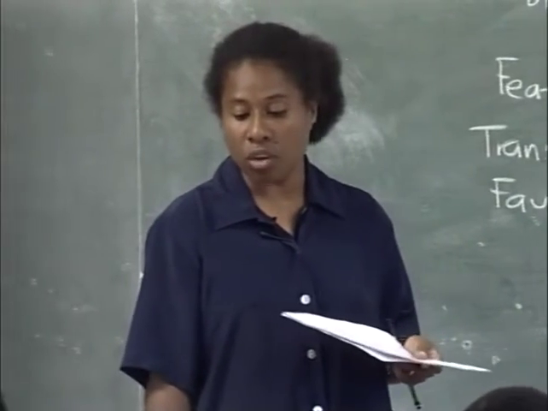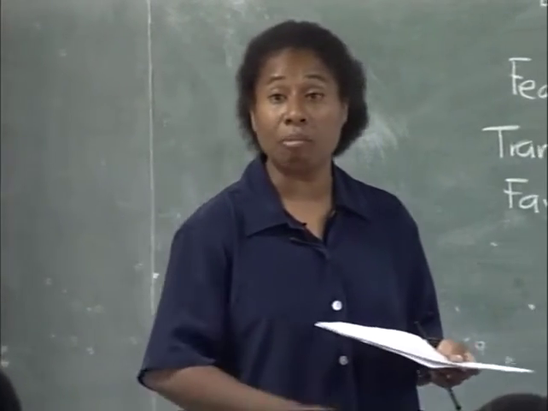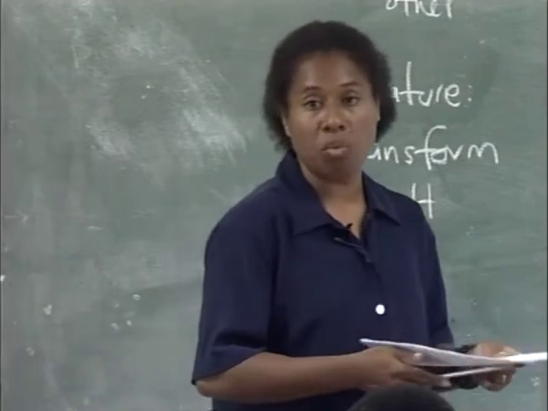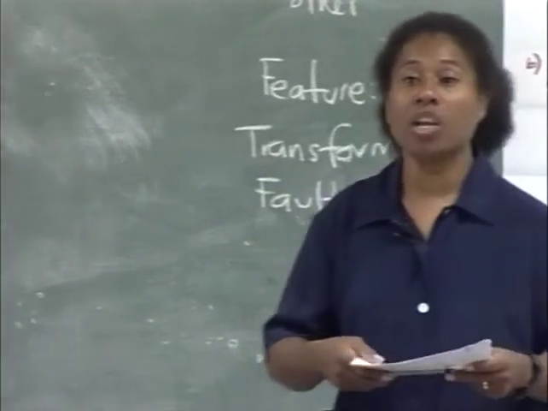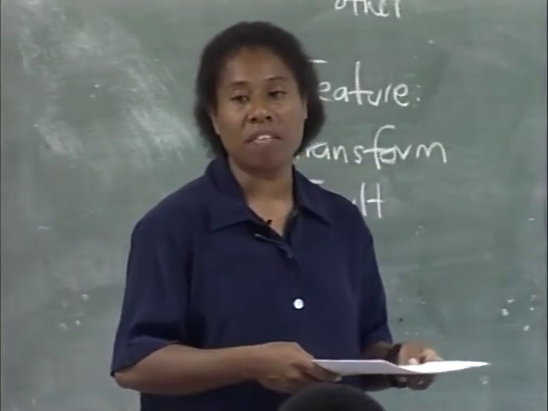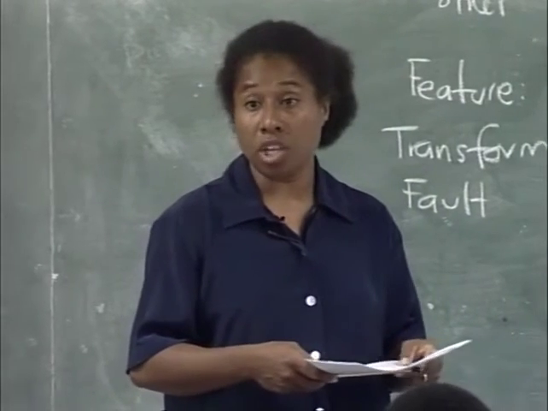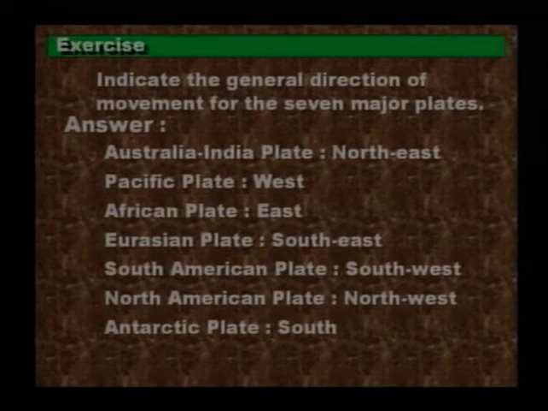We'll start off with the Indo-Australian Plate or the Australian-Indian Plate. The general direction in which it is moving would be to the north or the northeast direction. If you have that, that would still be okay. Generally to the north, that's the direction in which that plate is moving. The next one is the Pacific Plate. The direction in which it is moving is to the west. We're giving only the general direction in which those major plates are moving.